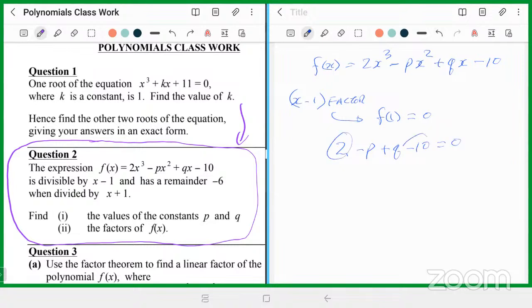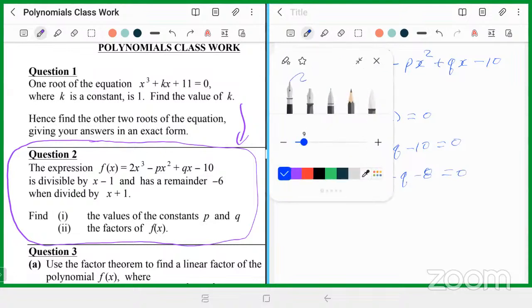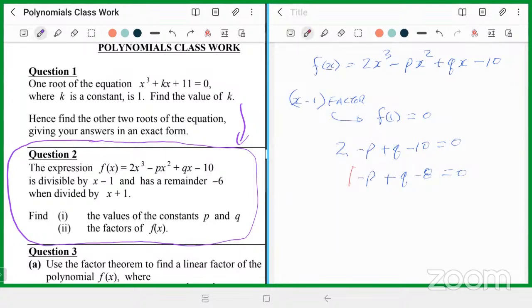Then this and this now makes negative 8. So the expression becomes minus p plus q minus 8 equals 0. This is the first equation we have gotten from the factor. That's using the factor theorem, equation 1. Then the remainder theorem now is in relation to this part. When divided by x plus 1, the remainder is negative 6. Remainder theorem says that f of negative 1 is negative 6. Because the remainder is f of negative 1. When you divide by this, the remainder is f of negative 1.